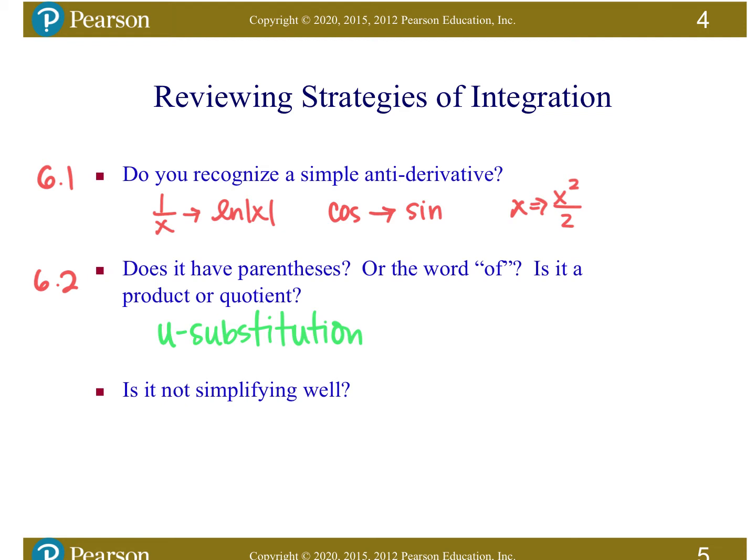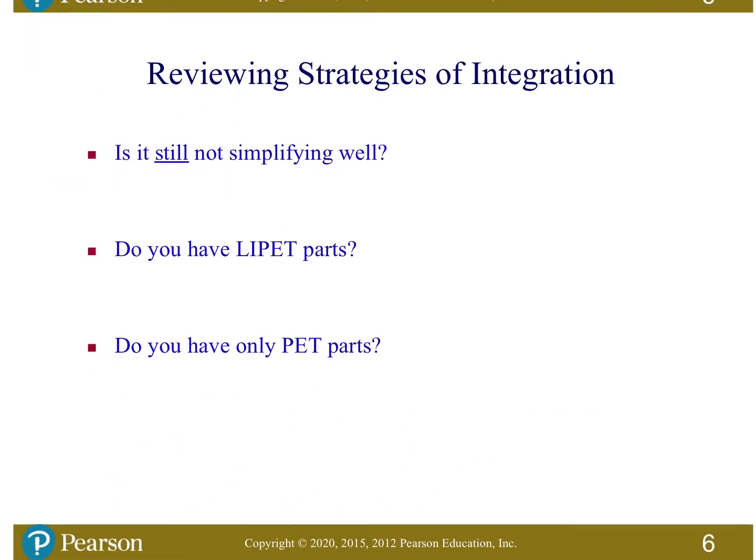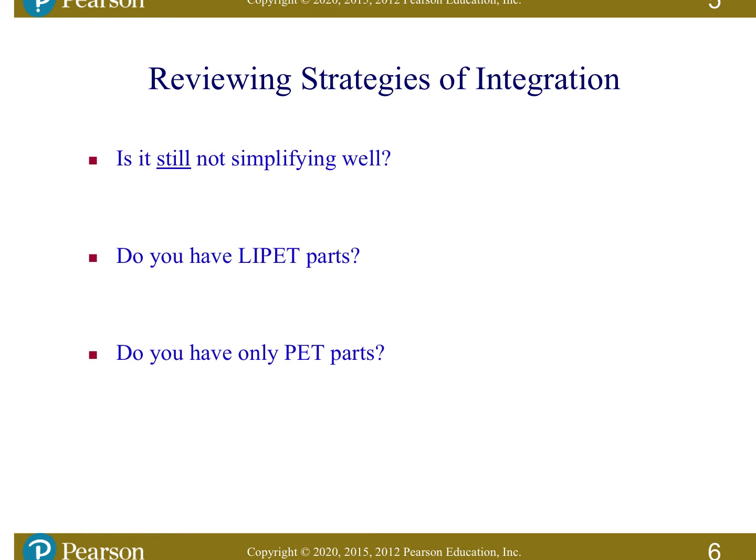And hopefully we got something that simplified well. Okay, so then if it didn't simplify well, if it's not simplifying well, then we want to try a different U. Maybe you picked your U wrong in the first place. If it does not simplify the way you want it to, then try a different U and see if that helps. But if it still does not simplify well, then that took us into 6.3.